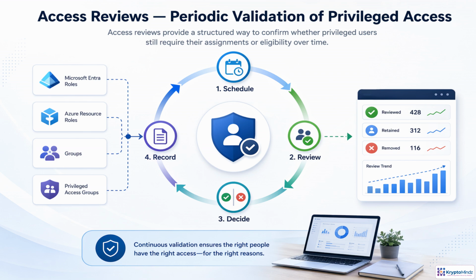Access reviews create a repeatable checkpoint for privileged access. They confirm that roles, groups, and privileged access group memberships are still justified. You define what will be reviewed, choose the right reviewers, collect approve or remove decisions, and then apply the outcome. Just as important, the review record becomes audit evidence for compliance and investigations. Running these reviews on a schedule helps catch privilege creep early, especially when people change teams, projects end, or temporary access was never cleaned up.